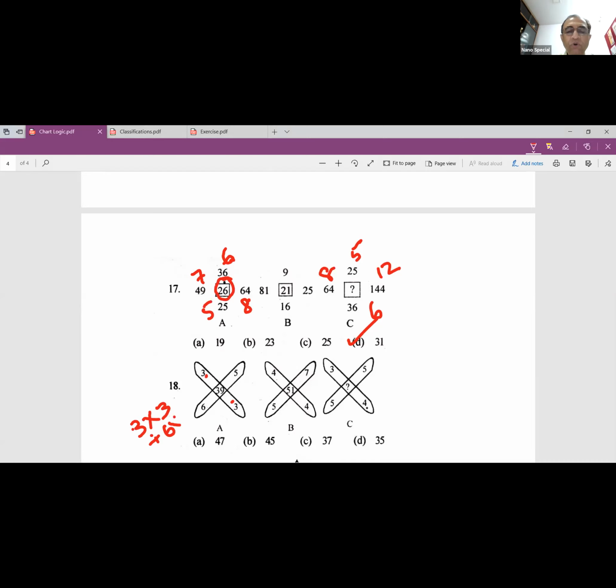Similarly, 4 into 4 is 16 and 5 into 7 is 35. 35 plus 16 will give you 51. Now what you need to do? 5 into 5 is 25. 25 plus 12 is 37. So the answer is 37.